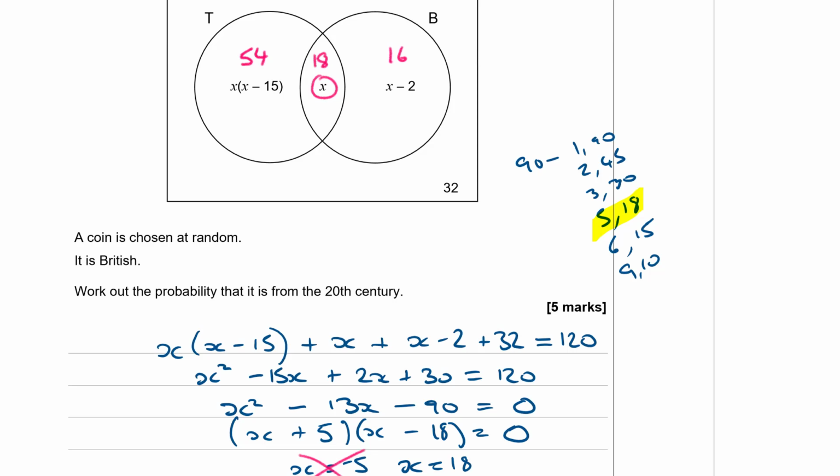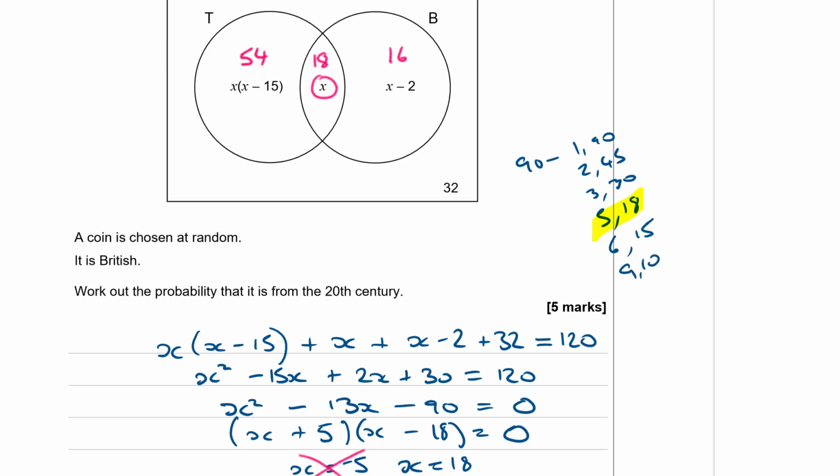I think it's worth at this point just double checking and adding up all your regions and double checking they add up to 120. 54 plus 18 plus 16 plus 32, that adds up to 120. Okay, any little checks that you can do for yourself along the way means that you're not going to get any surprises when the marks come back from the test. Okay, but have we finished yet?